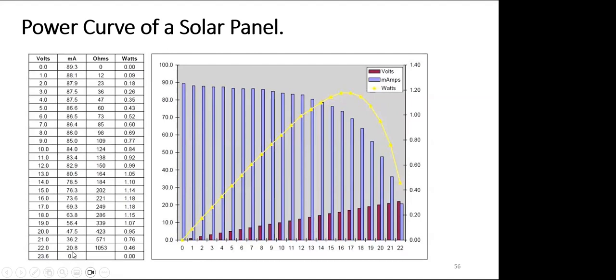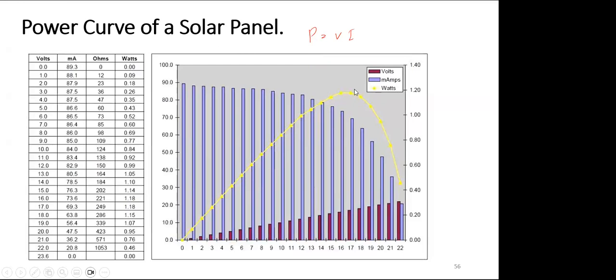There's no current there. The meaning of power is voltage and current. Now you can see the power. The power curve we can draw with this yellow line.